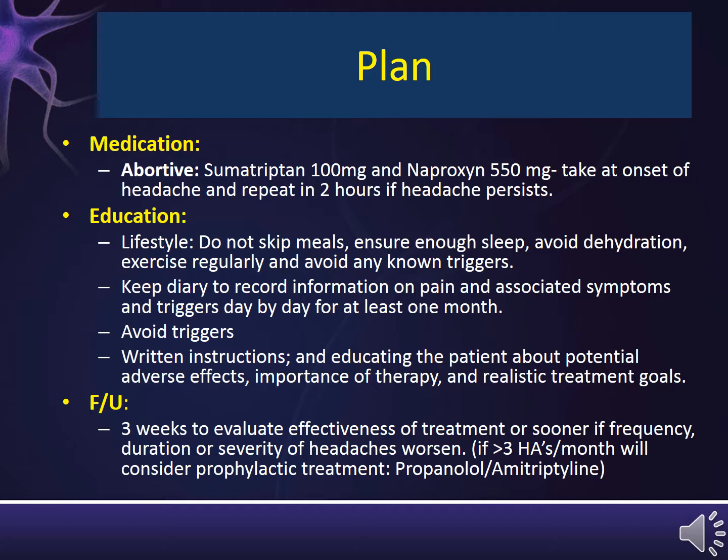On follow-up, I asked her to come back in 3 weeks to evaluate effectiveness of the treatment, or sooner if the headaches persisted in duration or severity. If more than 3 headaches a month, we would consider prophylactic treatment, which would include propranolol and amitriptyline.